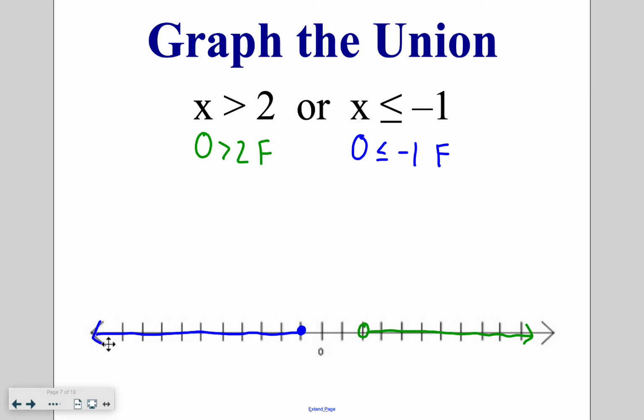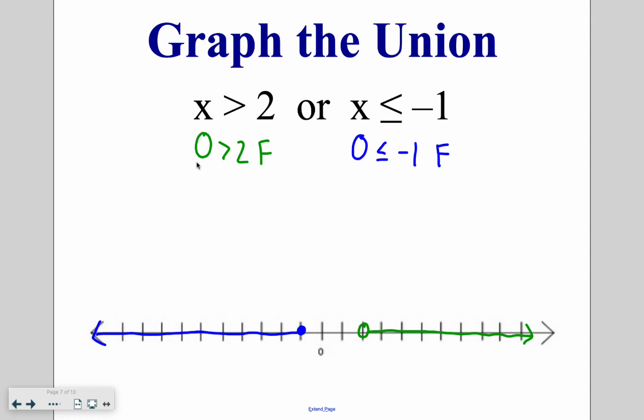So what this means is that the green answers work for the first part, but not the second one. And that's okay, because it only has to work for one. The blue answers work for the second part, but not the first part. Again, that's okay, because it only has to work for one or the other.